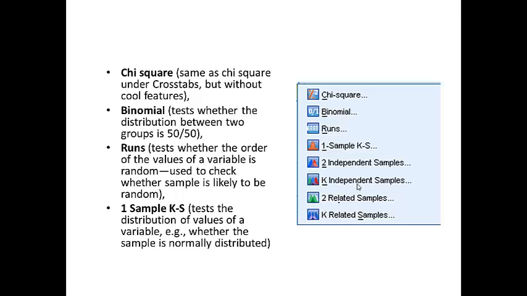So chi-square is the same as the one under crosstabs, but in this class you're going to want to use the one that's under crosstabs because it gives you more features. And then you see these other different kinds of tests that can be done. We won't be using these for your procedures in this class.